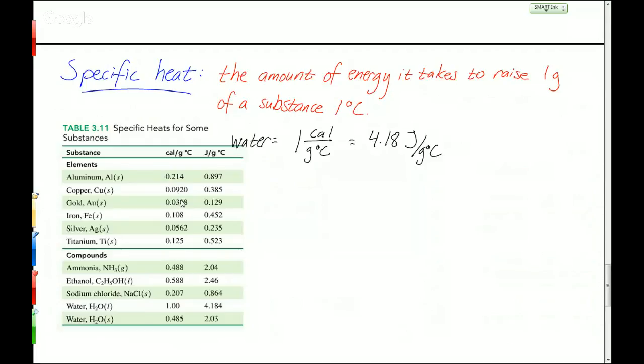And then things like copper and gold and silver have even lower specific heats. That means that they can heat up really, really quickly. Have you ever cooked with pans?